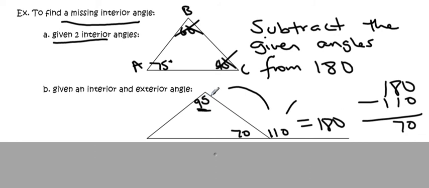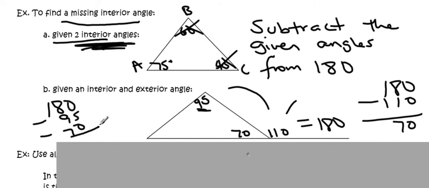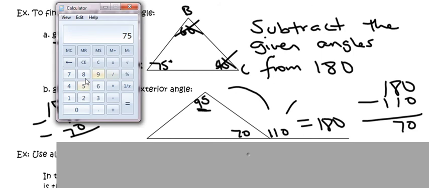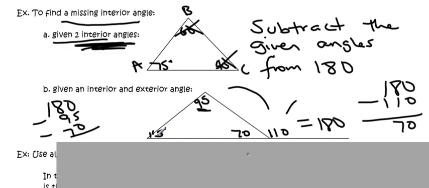And now I have two angles of a triangle. So I would subtract those two angles, 95 and 70, from 180 degrees. So I take the 180 degrees and take away the 95 because it's already been used. Take away the 70 because it's already been used. And I'm left with 15 degrees.